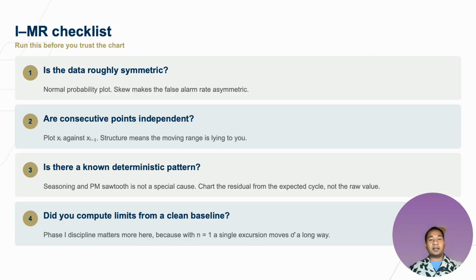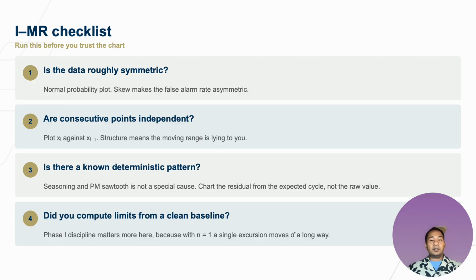So, a checklist. Run this before you trust any individual chart. Is the data roughly symmetric? Normal probability plot, 2 minutes of work. If not, the skew makes your false alarm rates asymmetric. Are consecutive points independent? Plot each value against the previous one. If there is visible structure in that scatter, the moving range is lying to you about the sigma.